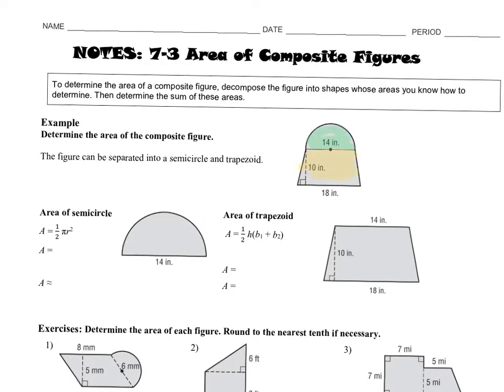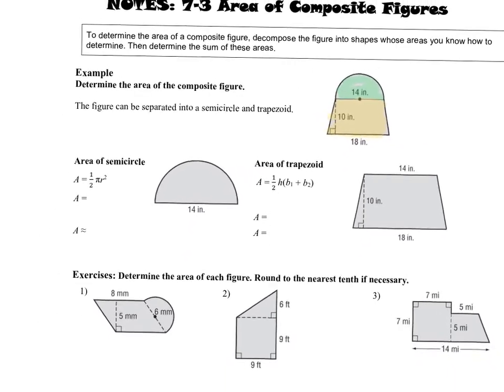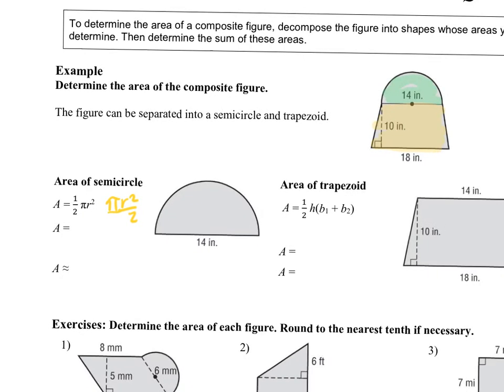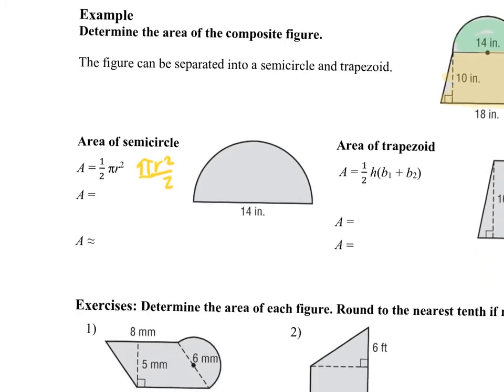If you look at this figure, it is a semicircle and a trapezoid, okay? Our semicircle formula is half pi r squared, and we used pi r squared divided by 2. So you can still use that formula. That's totally fine with me, okay? And then same thing for trapezoid, 1/2 base 1 plus base 2 times height. I did it in a little different order, and that works also. So let's look at semicircle.